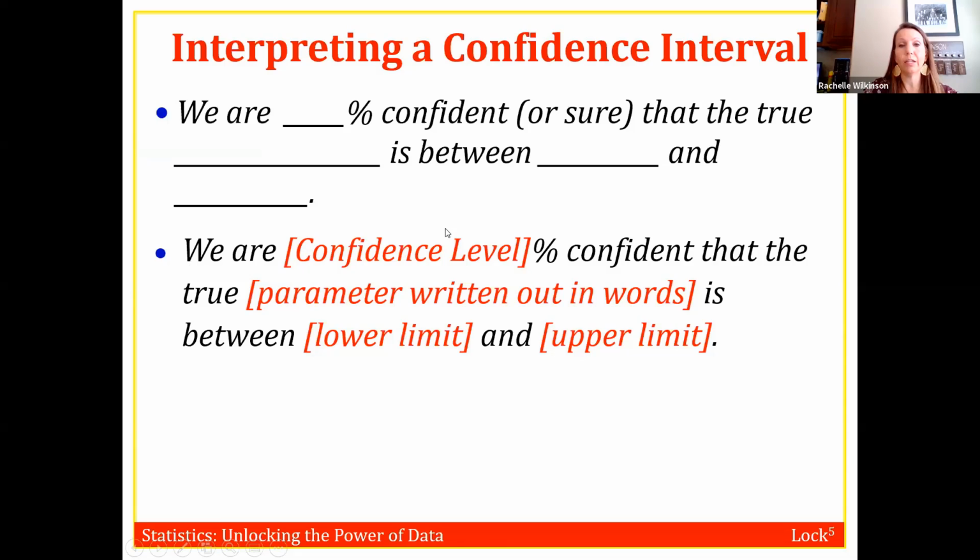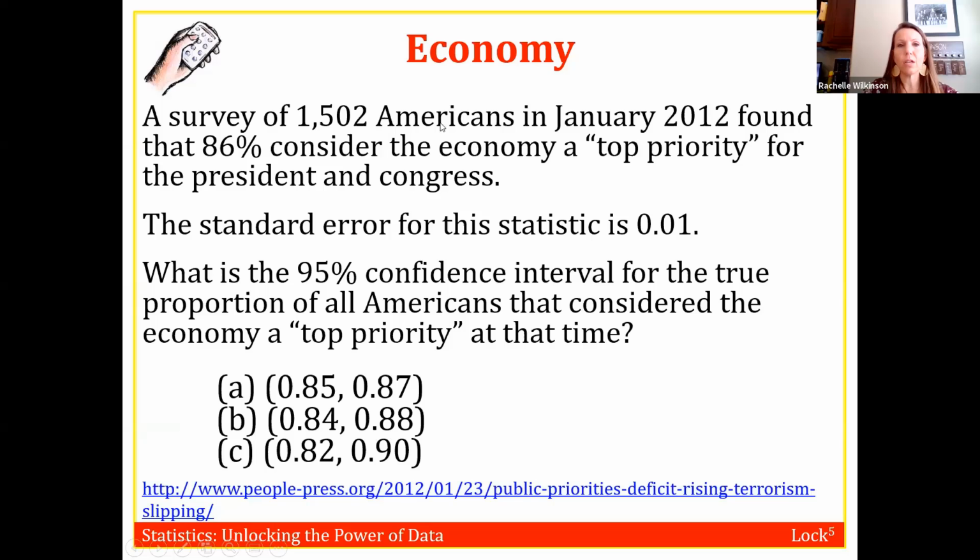So I'd say we are 95% confident that the true, okay, now I want my parameter written out in words. So if I was going to define my parameter, it is the proportion of all Americans that considered the economy a top priority. So that's what I'm going to fill in the blank there. Yes, it's long, and you might feel like you're getting a hand cramp when you write out these interpretations, but it's got to be done. You don't want to shortcut it because you might get in trouble when you shortcut.